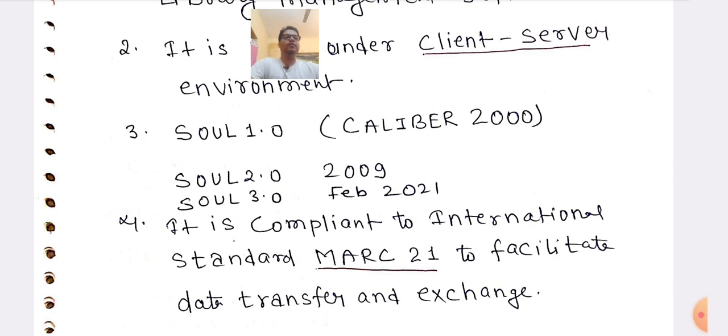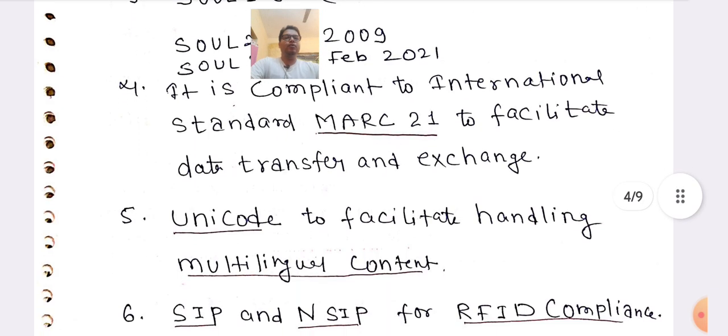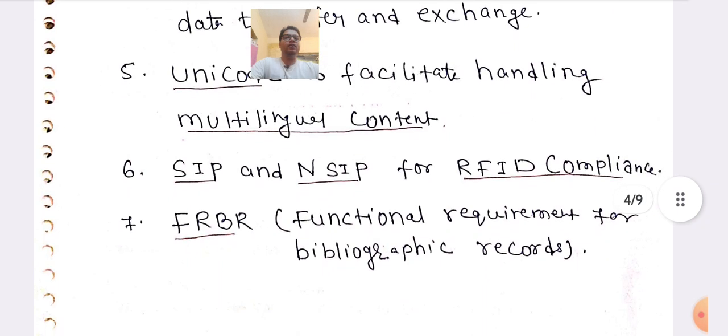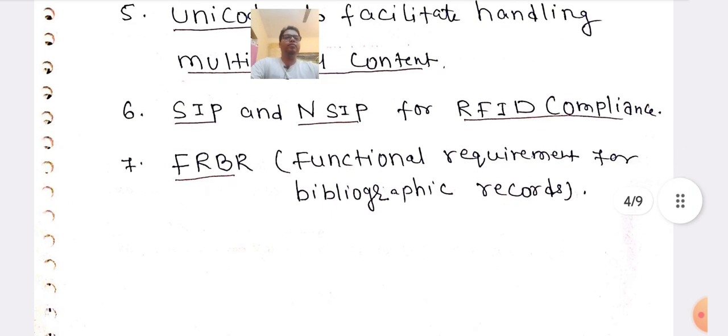It is compliant to international standards: MARC 21 to facilitate data transfer and exchange, Unicode to facilitate handling of multilingual content, SIP and NCIP for RFID compliance, and RFID functional requirements for bibliographical records.